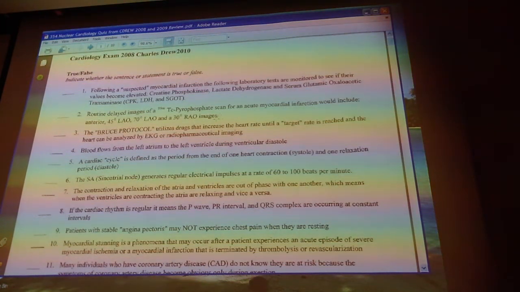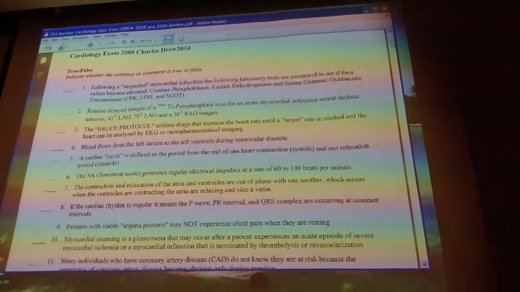One of the other things you should be aware of are the blood tests that we use. All of these are tests that we use to determine if you've had a heart attack, but also remember troponin. Troponin is also one of the ones that are there.